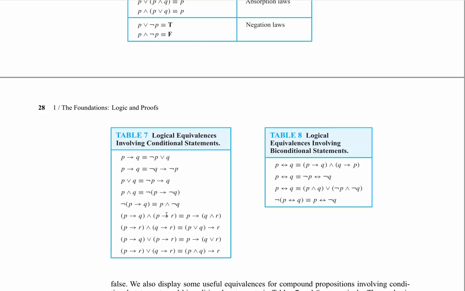And some more equivalences involving implications. Here for the biconditional, so P, if and only if Q is equivalent to P implies Q and Q implies P. That makes sense. You want the arrow going in both directions, from P to Q and Q to P. Alright, so some more equivalences there.